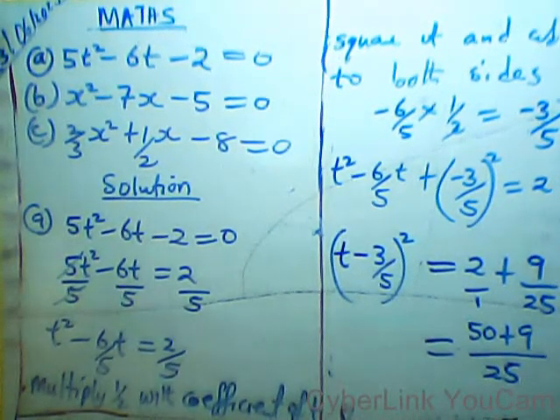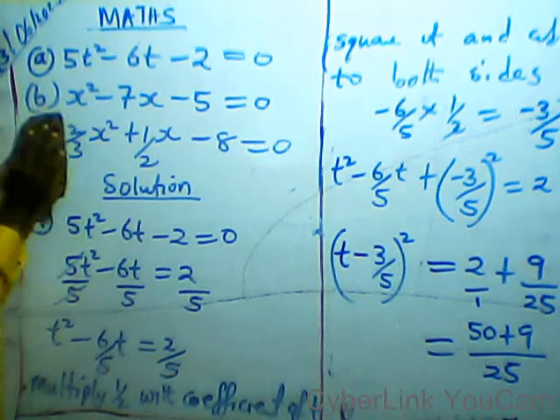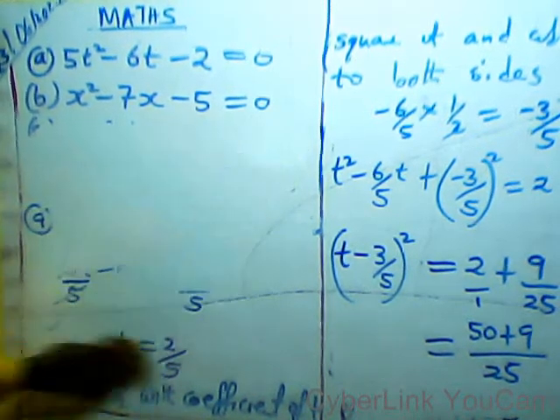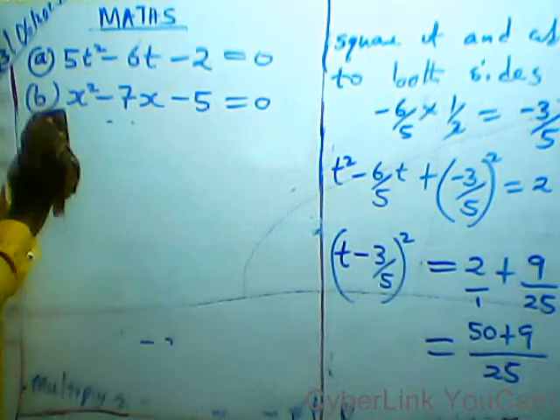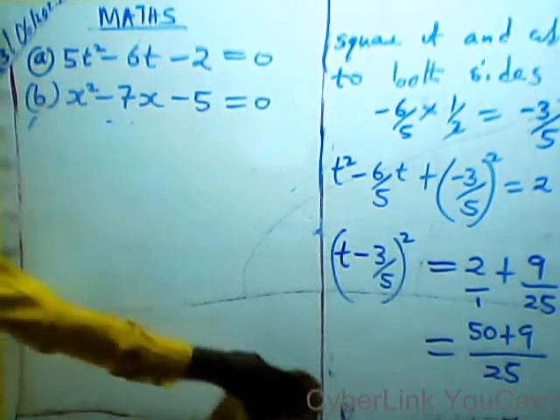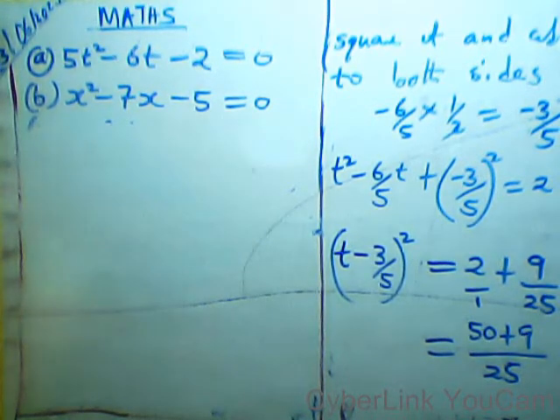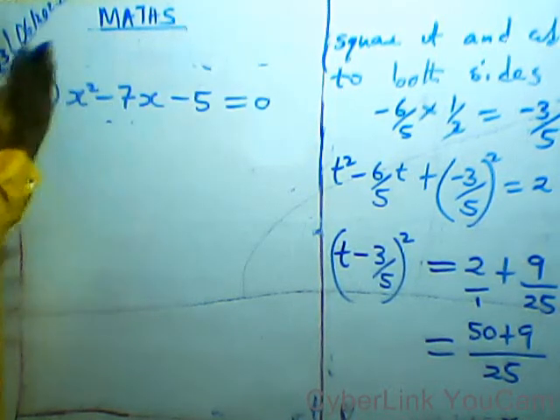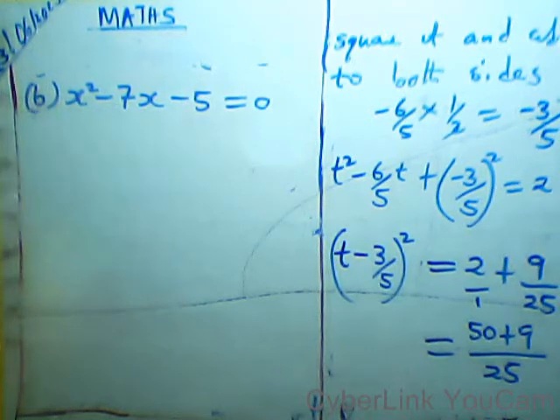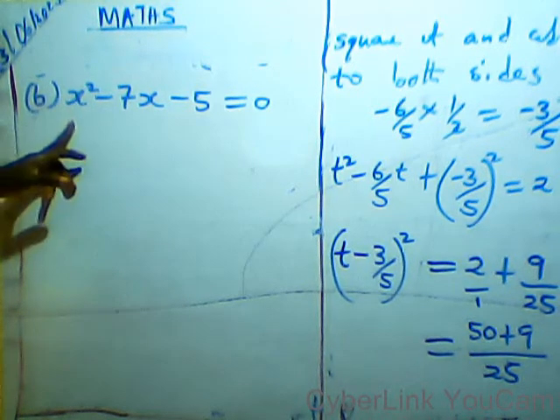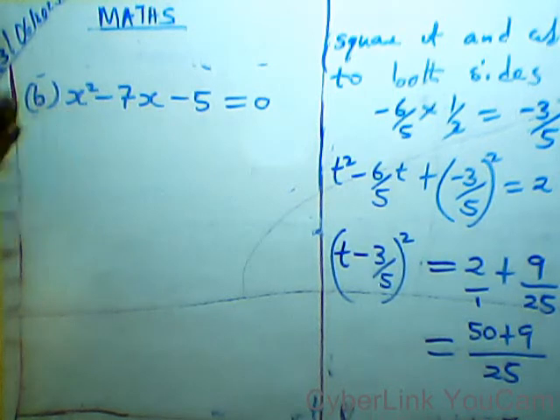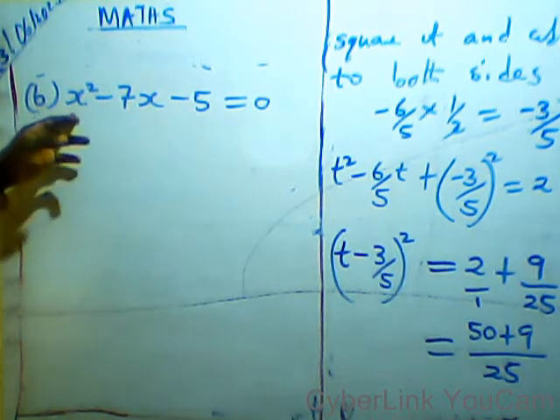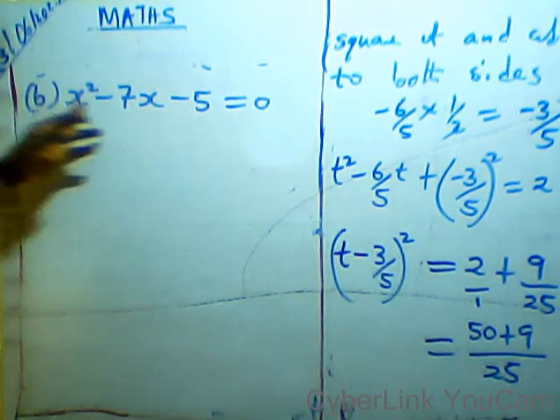So let's look at the second one, which is the B part, where we have this. If you look at this B part, you discover that the x squared here does not have a coefficient. Or better still, the coefficient of x squared here is 1. So you don't need to divide through by 1 again.